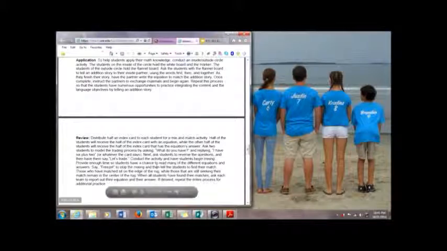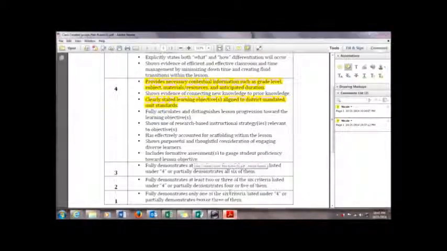So although this one at the bottom I wouldn't necessarily connect to the objective, I would say he's using research-based strategies that are relevant to the lesson, which the beginning of the lesson is pretty well connected to the objective, so I would give him a point for this.